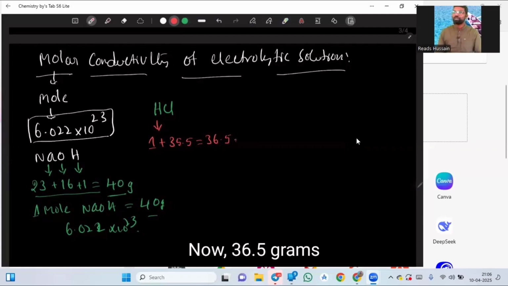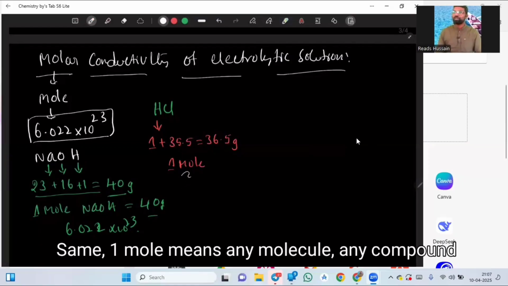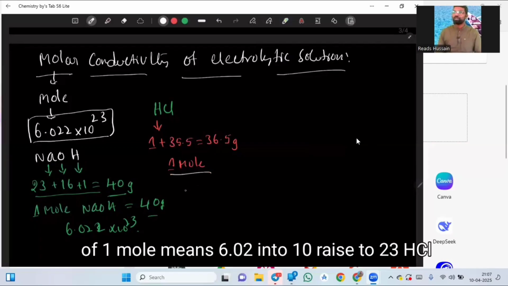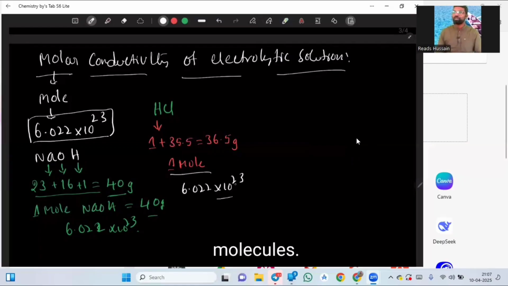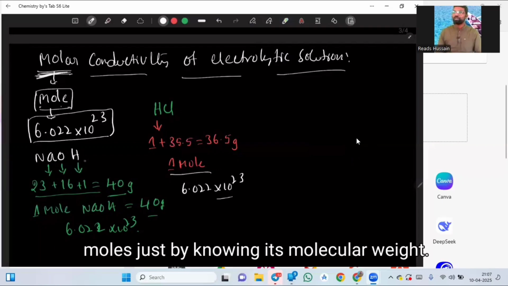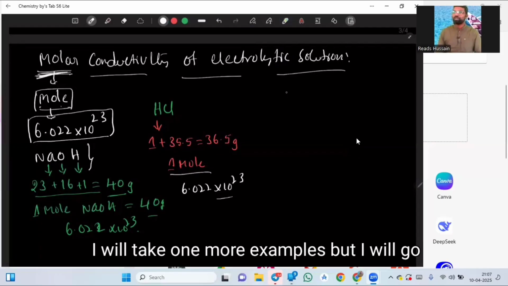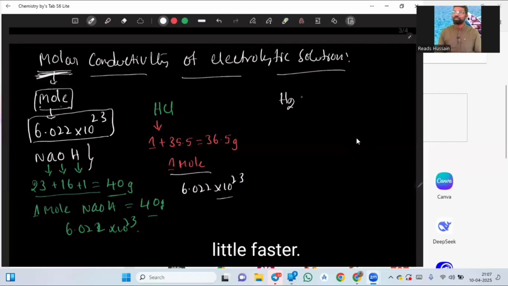Now 36.5 grams of HCl means 1 mole. Okay. Now 1 mole of HCl consists of how many HCl molecules? Same. 1 mole of any compound means 6.022 into 10 raised to 23 HCl molecules. Okay. Now molar conductivity. What is molar? Molar means mole. And how to know the number of moles? Just by knowing its molecular weight. Likewise, we can take any number of examples. I'll take one more example, but I will go a little fast.